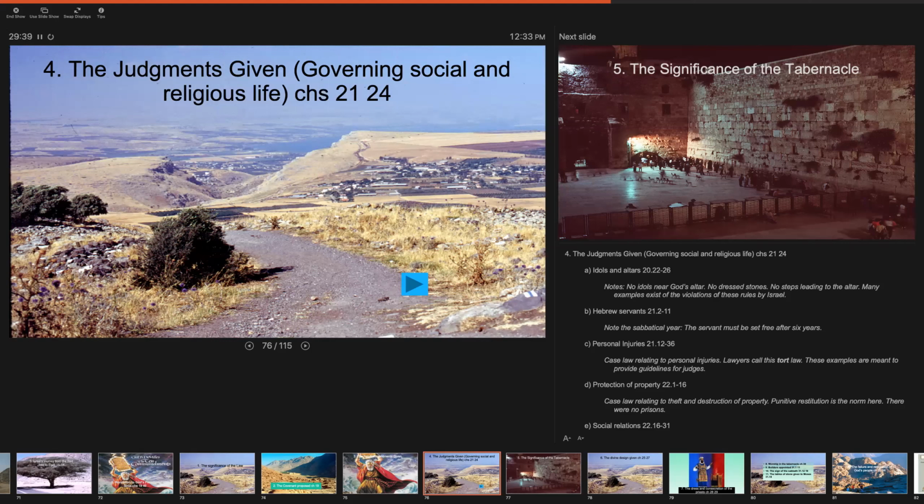About idols and altars. The idols can't be anywhere close to God's altar. The altar had to be of field stones, ordinary rocks and stuff. Have I got anything about idols and stones and altars? Probably. Yeah, I'm not going to show you that.